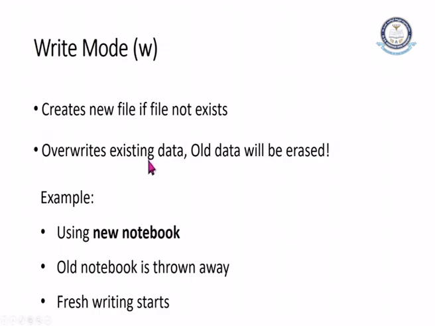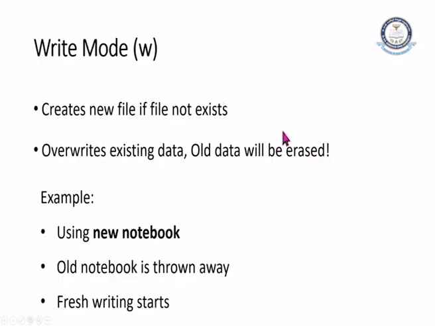Point 1, it creates a new file if the file does not exist. Second important point is, suppose you have some data in an existing file, that existing data will be erased, and that file will be opened as a new file in the memory whenever you are working with write mode. These 2 points you must remember. First point is, if the file does not exist, the file is created with the name. Second point is, if your file has any data, that will be erased and that file will be opened as a new file in the memory or in the buffer internally. Those are the 2 important points about the write mode.